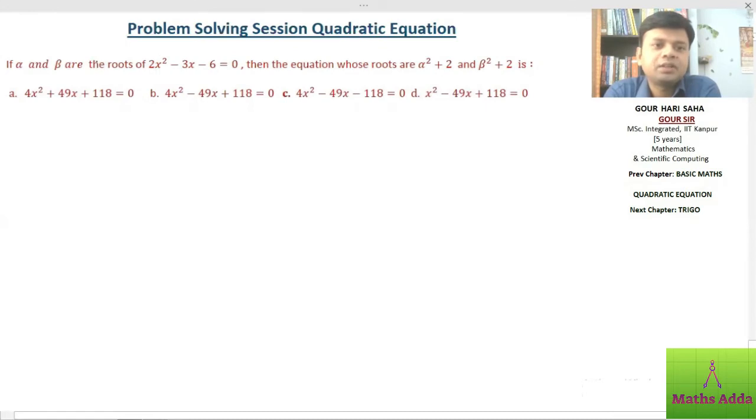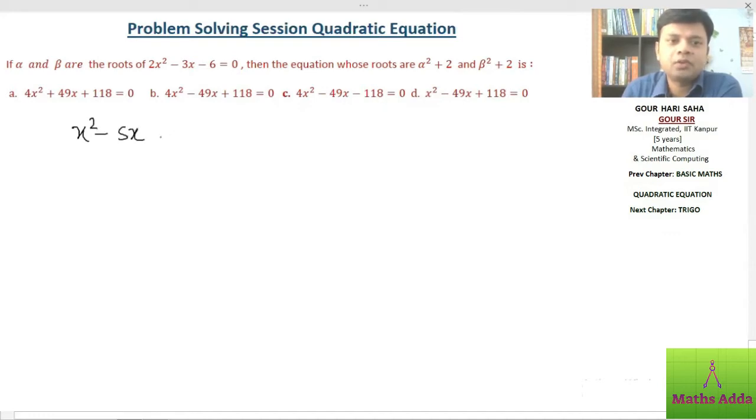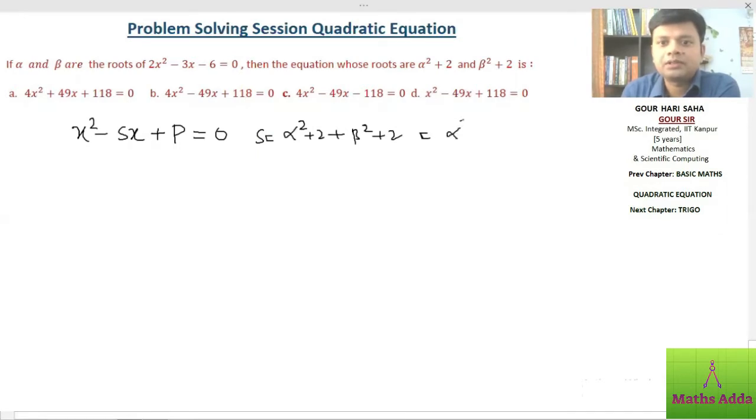So the third question is, if alpha and beta are roots of this, then find the equation whose roots are alpha square plus 2 and beta square plus 2. So this can be done using two methods, right? One is finding the sum of roots and then the product of roots and then using it. So we will first do it using the trivial method, that is sum and product. What is the formula? The formula is x square minus sum of roots into x plus product is equal to 0. Here the sum is alpha square plus 2 plus beta square plus 2. This is the sum, right? Which is alpha square plus beta square plus 4.